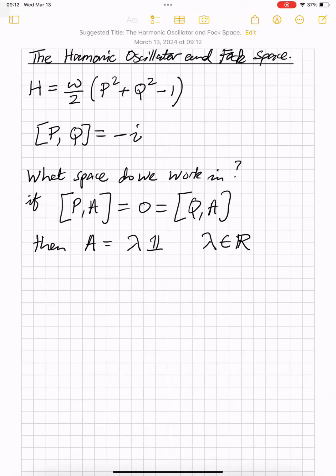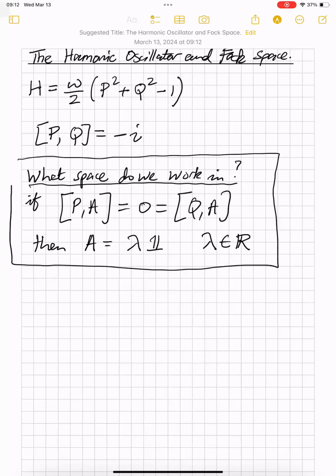So right now, it might not be obvious to you why this is saying how big the space is that we work in, but it will become clear later. So I'll be returning to this particular equation. Good. What do we want to solve? We want to solve the energy eigenproblem associated with this harmonic oscillator Hamiltonian.